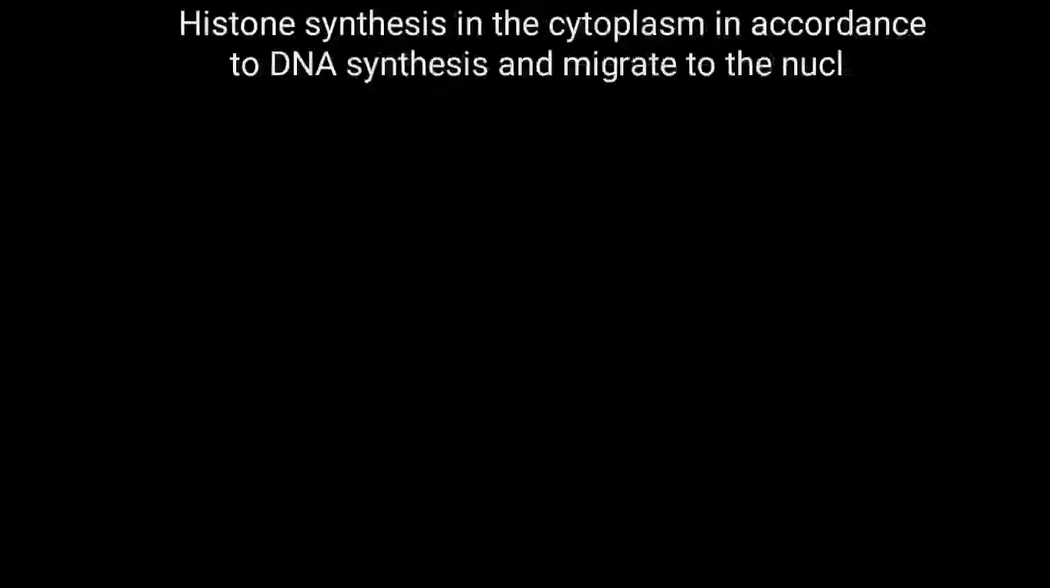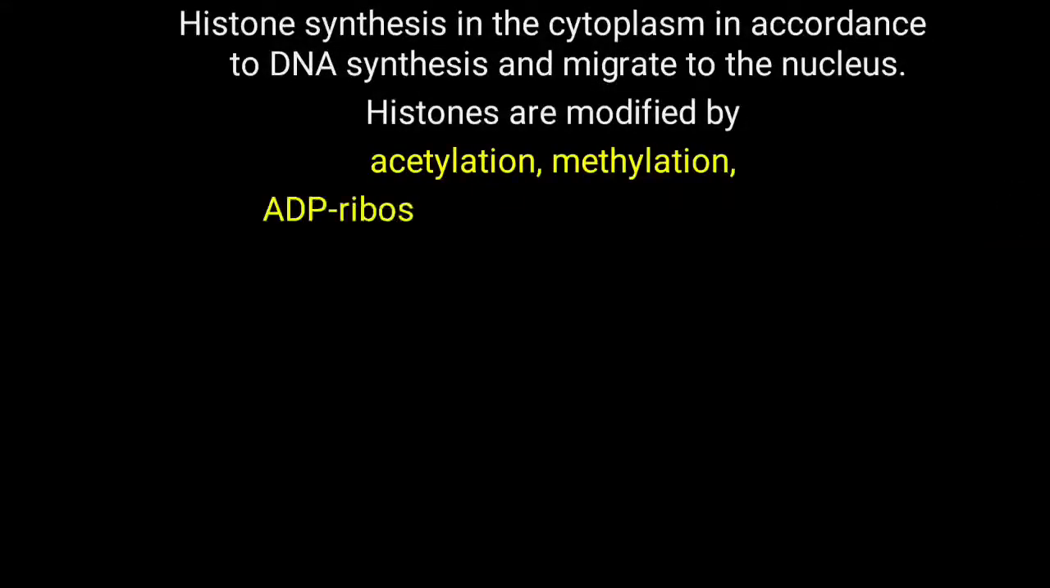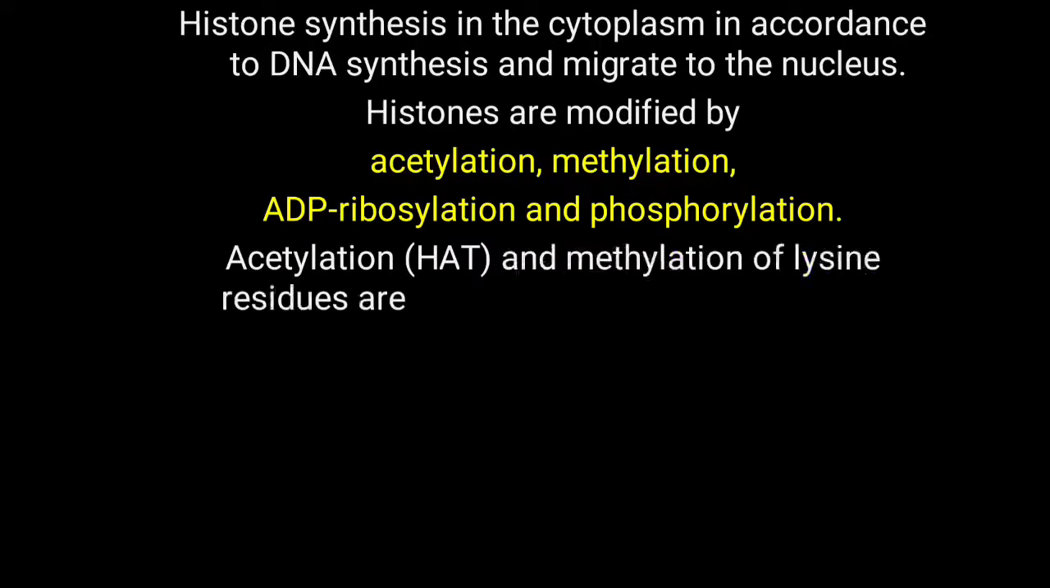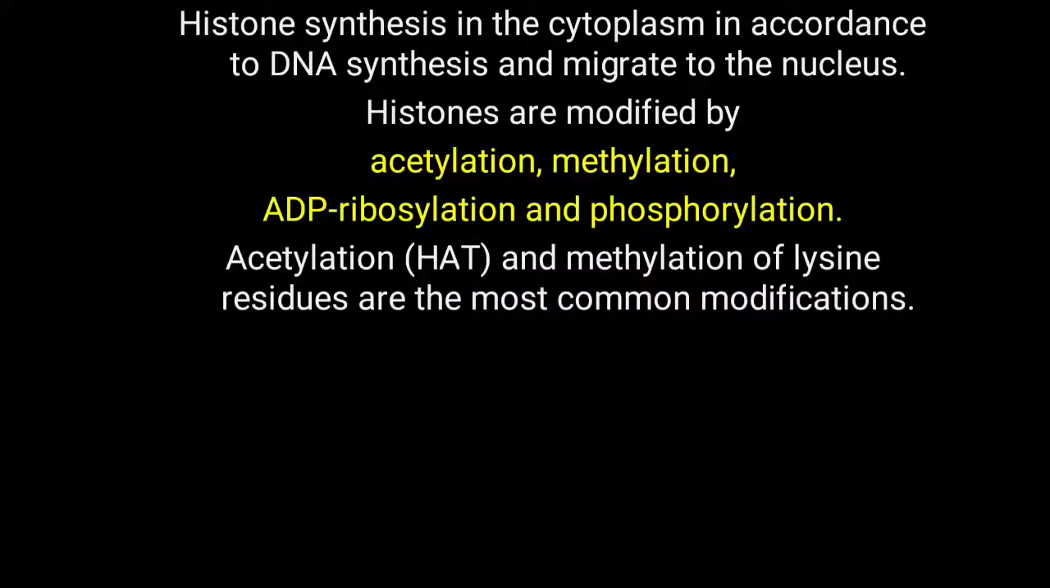Further, histone is synthesized in the cytoplasm in accordance with DNA synthesis and migrates to the nucleus. Histones are modified by acetylation, methylation, ADP ribosylation as well as phosphorylation. Acetylation occurs with the help of the enzyme HAT, meaning histone acetyl transferase. Further, acetylation and methylation of lysine residues are the most common modifications. You have to remember that acetylation and methylation are the most common.